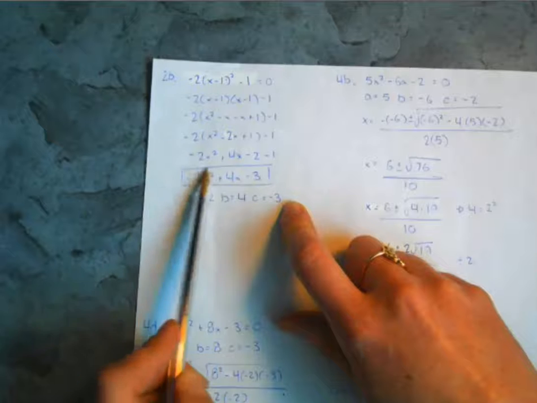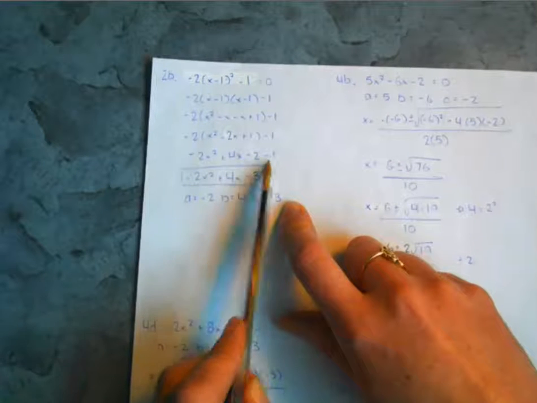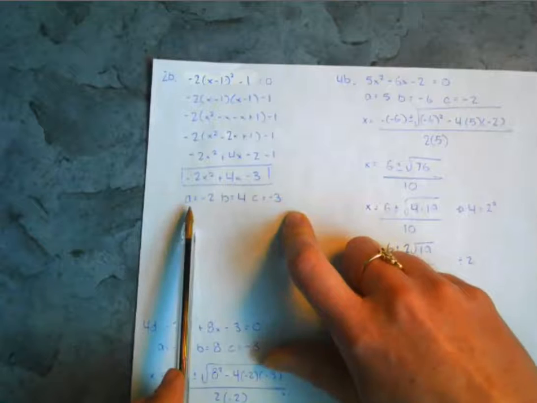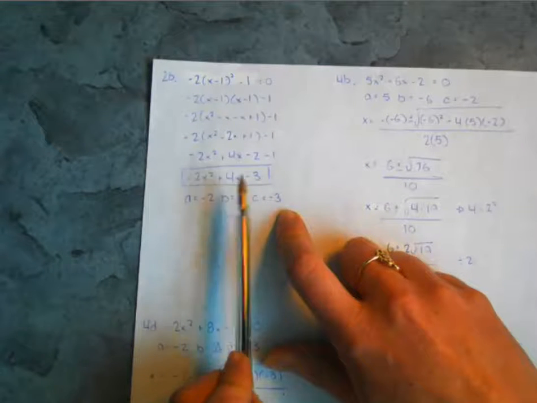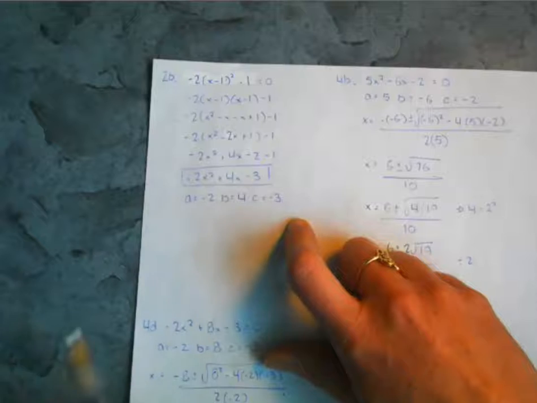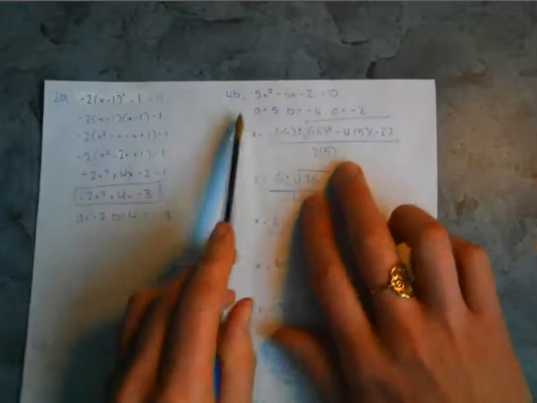Okay, and then we can simplify by combining like terms. So there's no other squared terms, so we keep that. Same thing with the x, and then we combine these two. So -2 minus 1 gives us -3, and so the values we would use would be a is -2, b is 4, and c is -3. Okay, the next question was 4b.